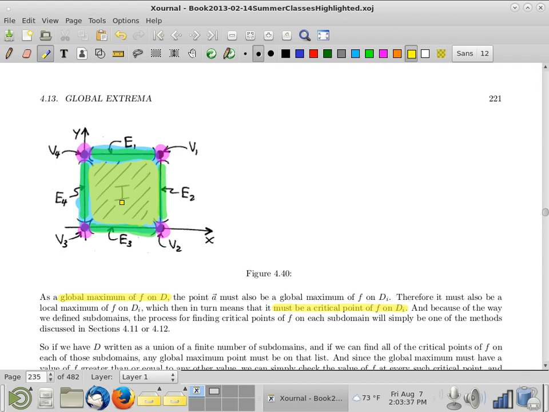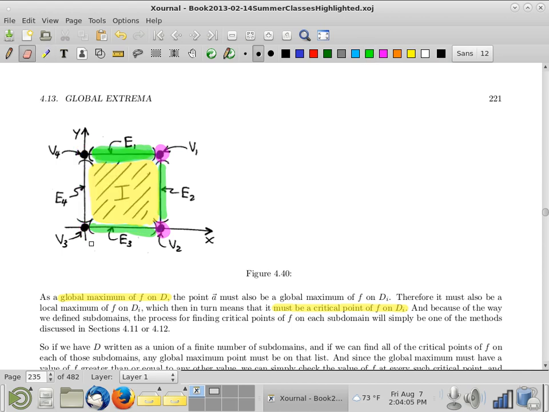So for example, take E1 here. This edge, every point on that edge has the same constraint equation, namely y equals 1. Every point on this edge over here, E4, has the exact same constraint equations, namely x equals 0 for that one. Okay, so what is this buying us?